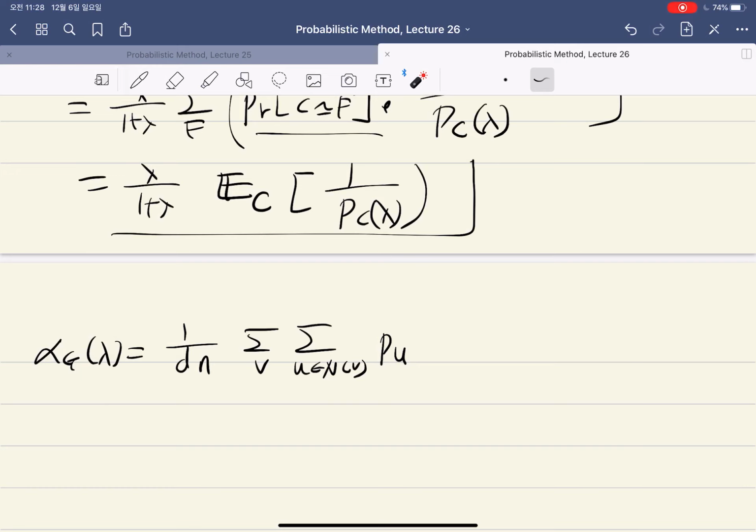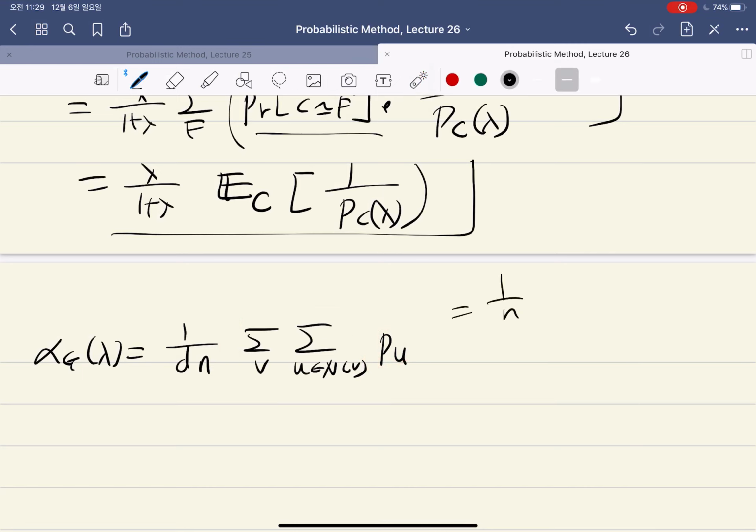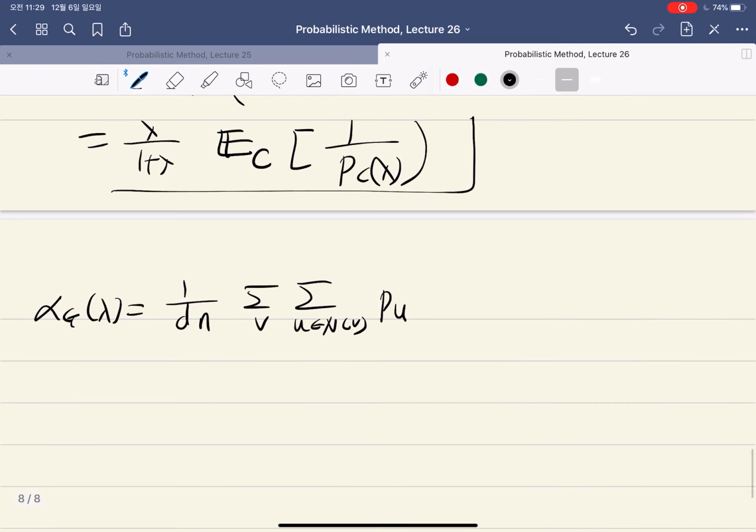Oh, okay. Let's do this. Sorry. So this is actually easy, because this is D-regular, every PU is counted D times. So this is nothing but the same as 1 over N, summation of PU. So you take the expected size of independent set.